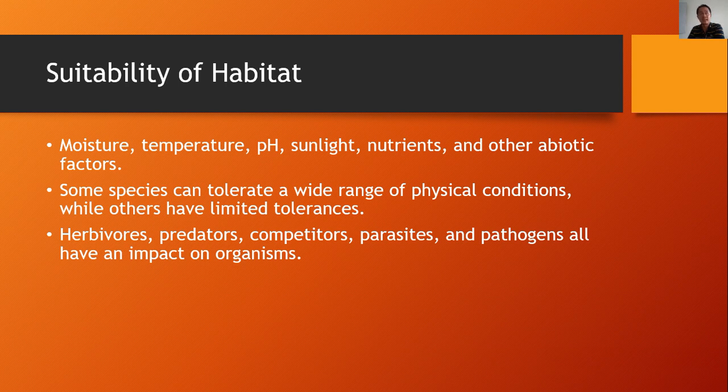So that's why, class, there are some species that are extinct nowadays, because they lacked the tolerance to adapt to the recent environment, which is very crucial to survival. Herbivores, predators, competitors, parasites, as well as pathogens, all have an impact on organisms.